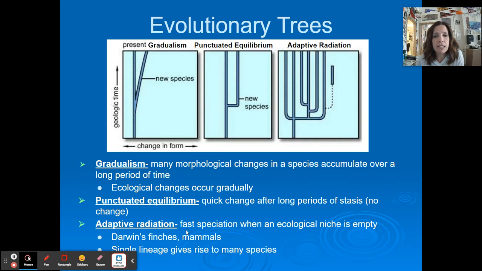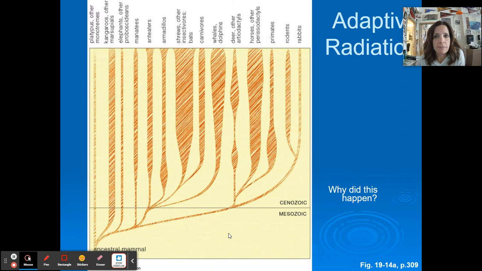And then adaptive radiation is this one, and that is where it's really fast in terms of evolution, you know, thousands and thousands of years. But a niche is opened up, and that allows there to be habitat and different organisms can come in there and they radiate. So Darwin's finches is an example of this. Mammals are an example, which I'll talk about in a minute. And so it's where a single lineage gives rise to a bunch of different species.